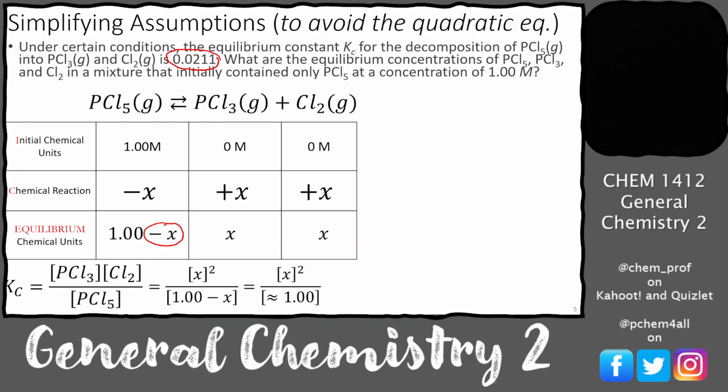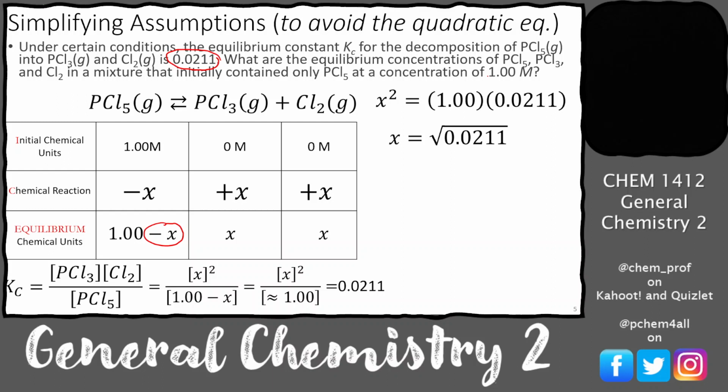This is a simplifying assumption. Let's see how good it is. Now we have a much simpler equation. We don't have to use the quadratic formula because we got rid of that X. We have X squared is equal to 1 times this. It used to be 1 minus X times this, but now it's just 1 times this. Now we can just take the square root.